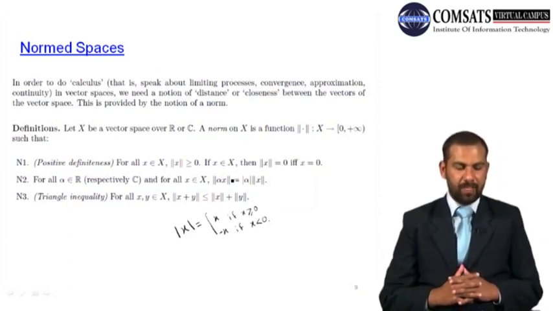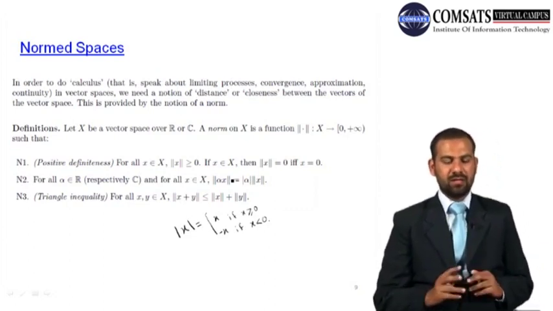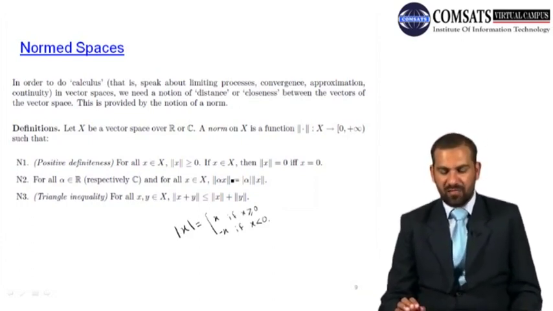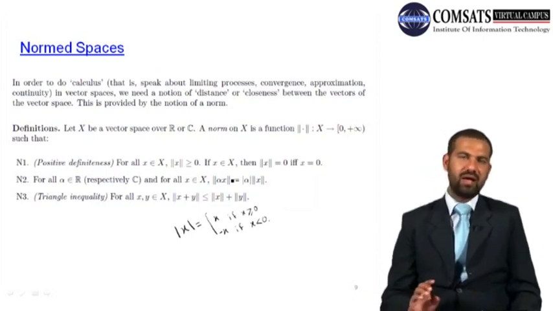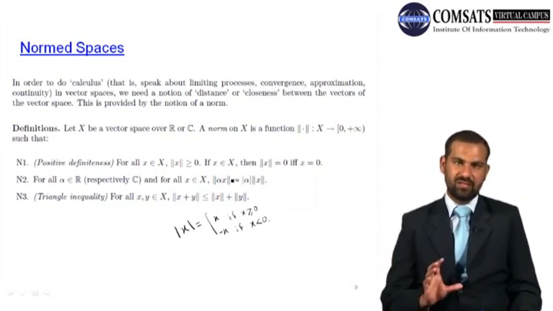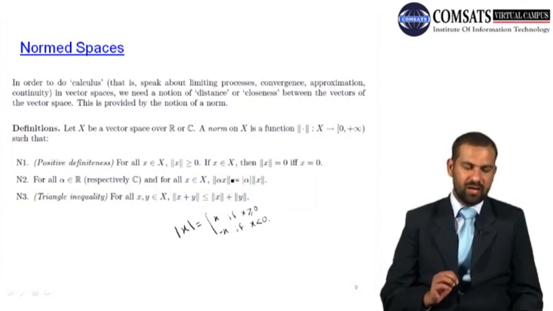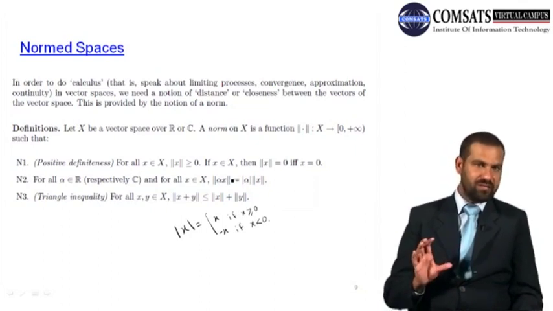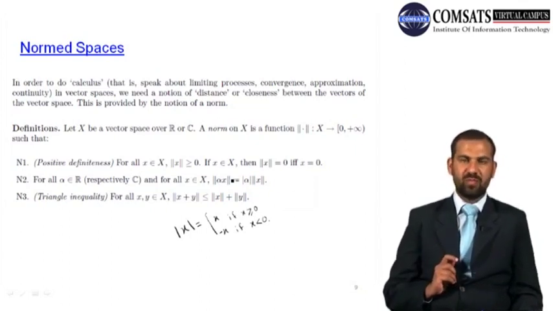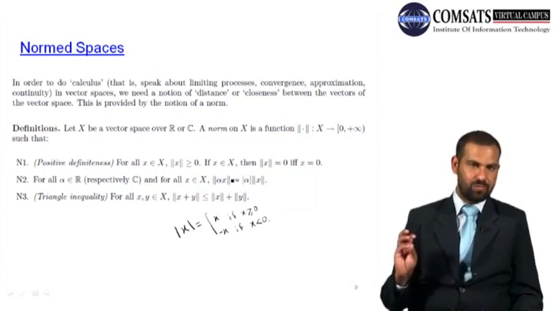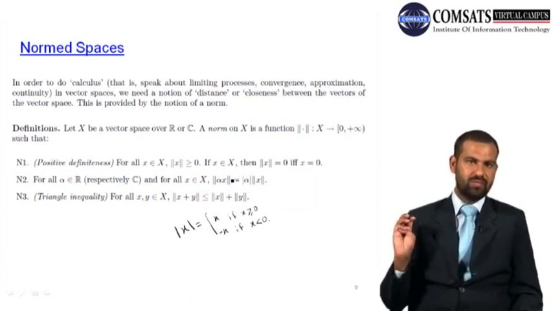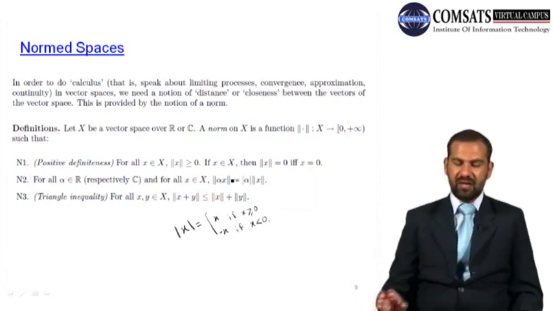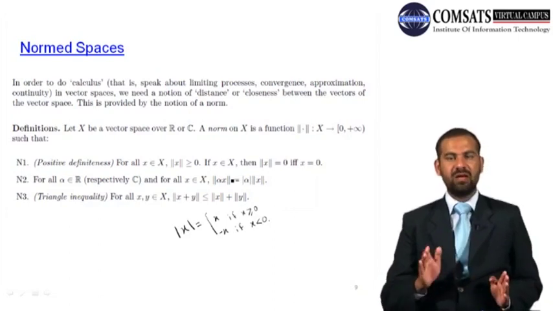And the third one is the triangular inequality, meaning the norm of x plus y is less than or equal to the norm of x plus the norm of y for all x, y belonging to that set X. So N1, N2, N3: if any space has these three properties, then this space is a norm space. I hope you keep these three properties at your fingertips, because these are very important tools to check things, and literally we build these spaces.